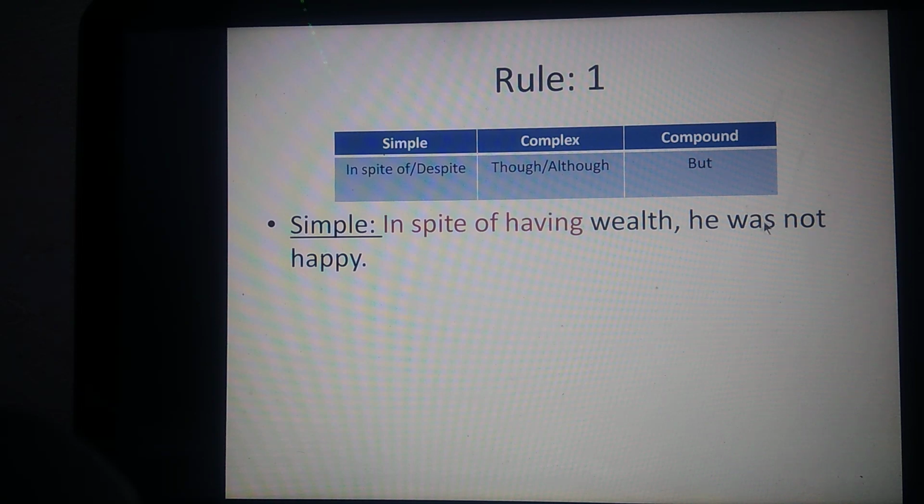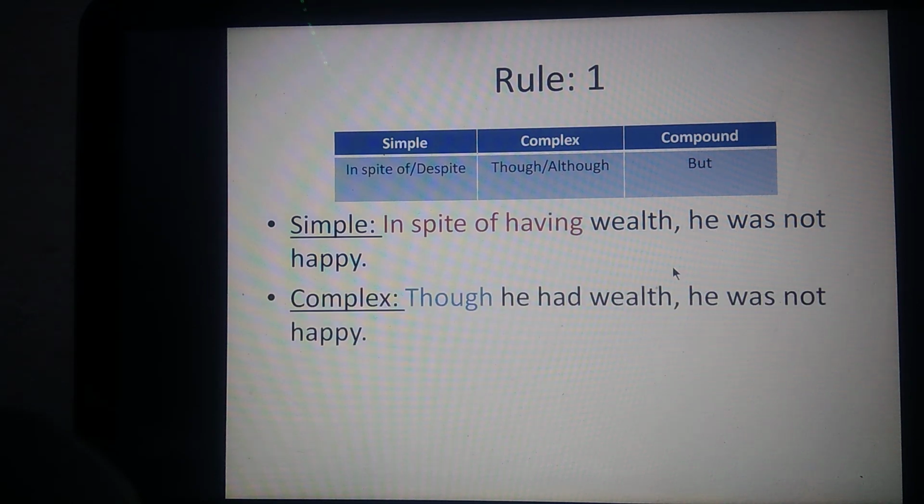As you see in the main clause of the sentence, the verb is in the past indefinite tense, so we can consider this having to had in the complex sentence. So he had wealth. To make this complex, we need to add a conjunction. In that case, you will have to memorize some points: in a simple sentence, if there is in spite of or despite, we need to use though or although in complex. So finally, the complex sentence will be, though he had wealth, he was not happy.